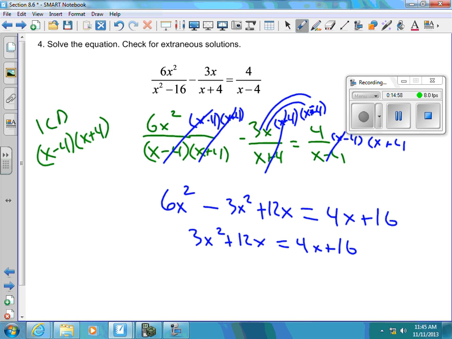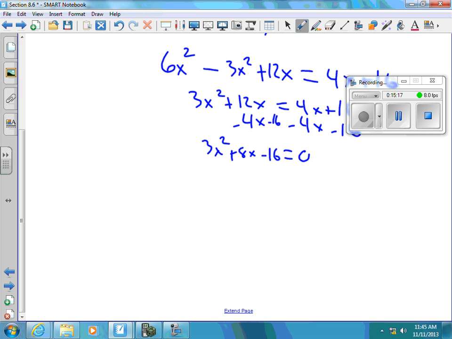Well, another situation where we're going too fast. We can make little mistakes. Subtract 4x from both sides, subtract 16 from both sides. We end up with 3x squared plus 8x minus 16 equals 0. So now we solve this one. Bottoms up looks like the way to go. I don't think you can factor any monomials out.